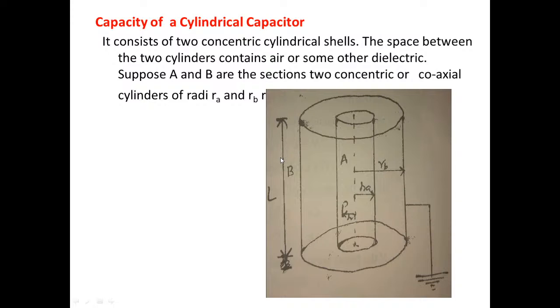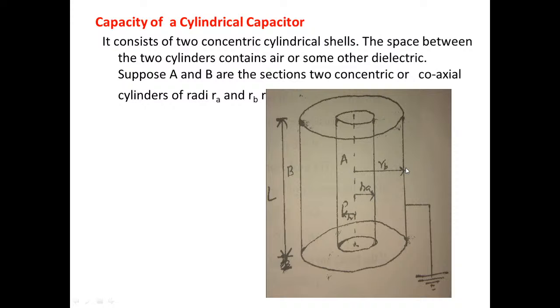Now, third is capacity of a cylindrical capacitor. This is your cylindrical capacitor you are seeing here. It consists of two concentric cylindrical shells. The space between the two cylinders contains air. This is one shell whose radius is RA, and the outer cylinder has radius RB, and this is its axis. Along this, this distance is RA and this distance is RB.